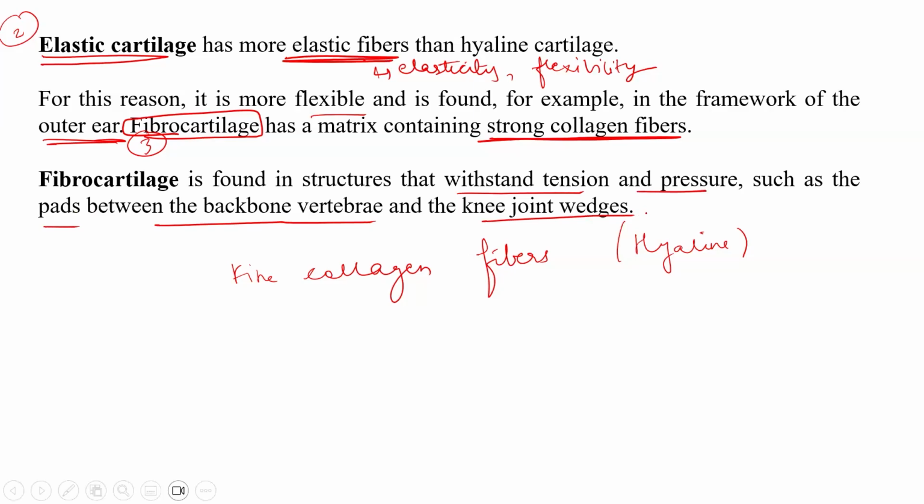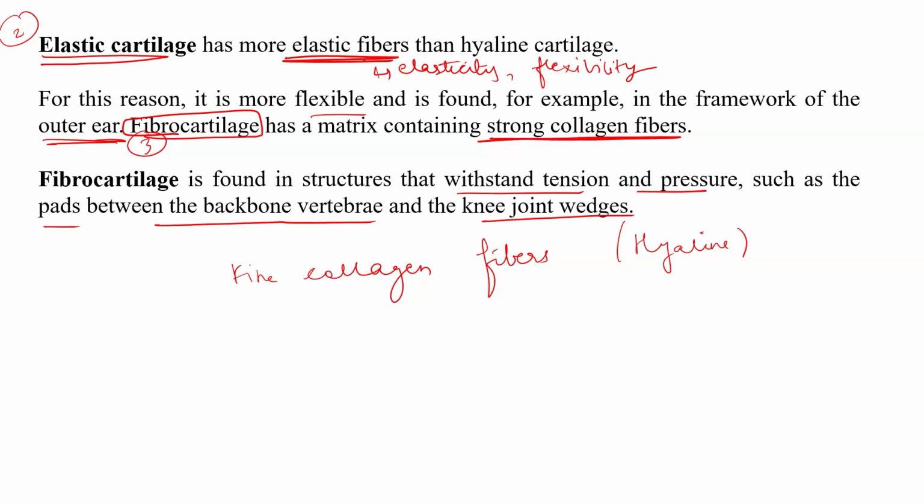So wherever higher pressure is required, like for example the knee joint wedges or the pads between the backbone vertebrae, there we have the fibrocartilage, where, as the name itself suggests, it has a high fibrous component and the collagen fibers are really thick. They are supposed to withstand the pressure and the tension within the cells and within the tissues. So it is present usually in between the knee joint wedges or in the pads in the backbone vertebrae.